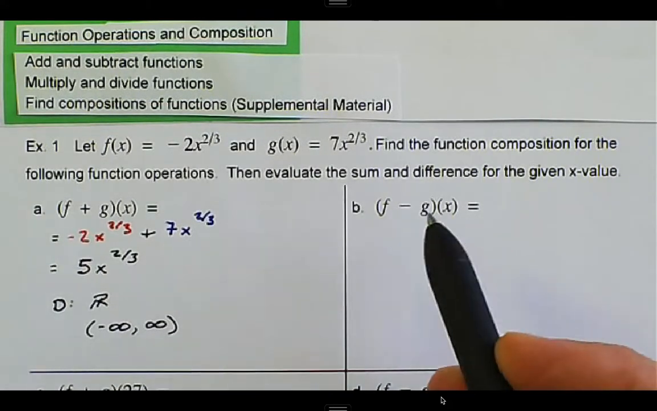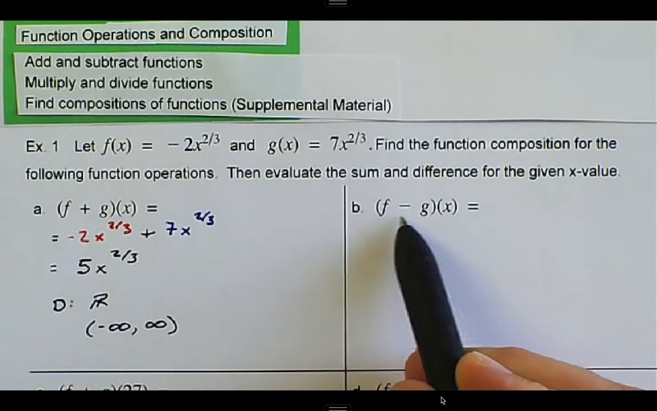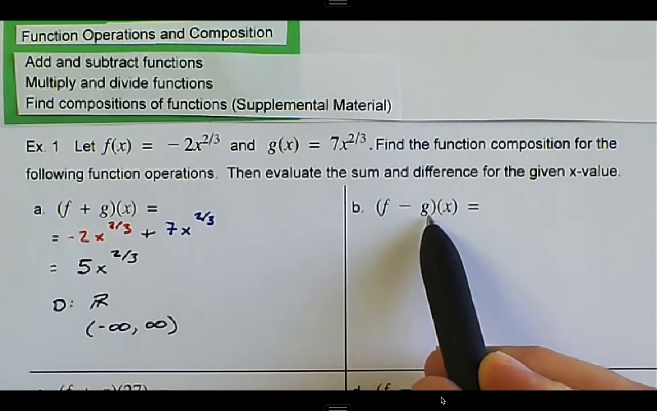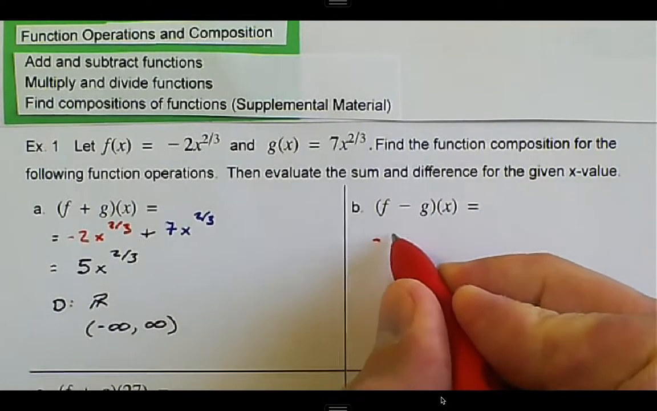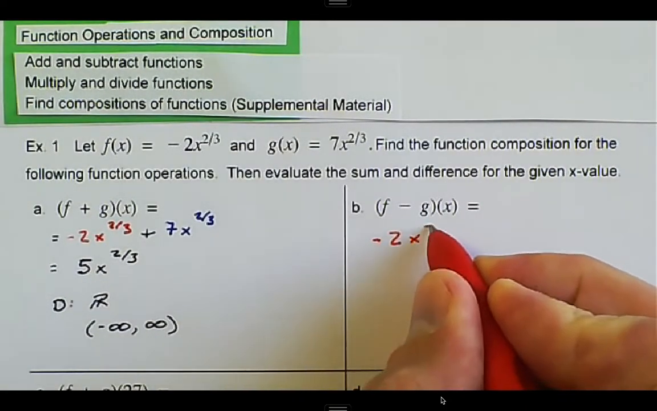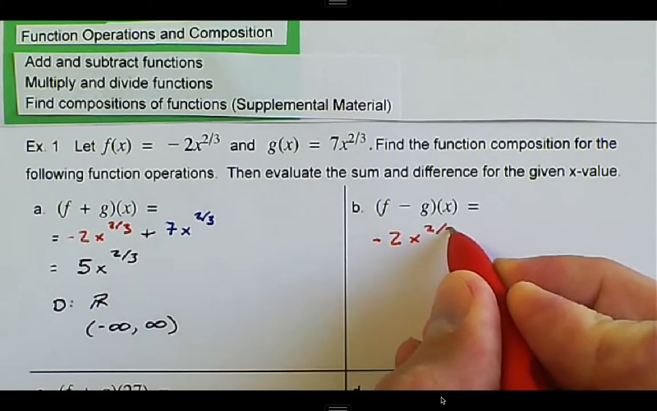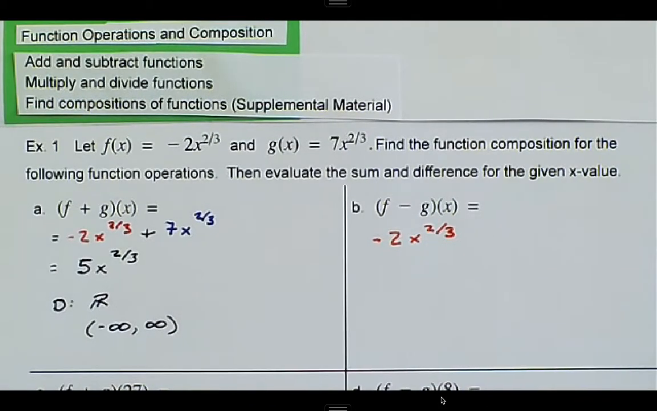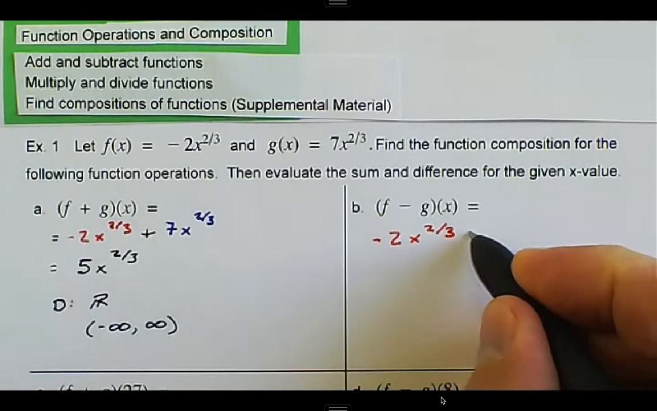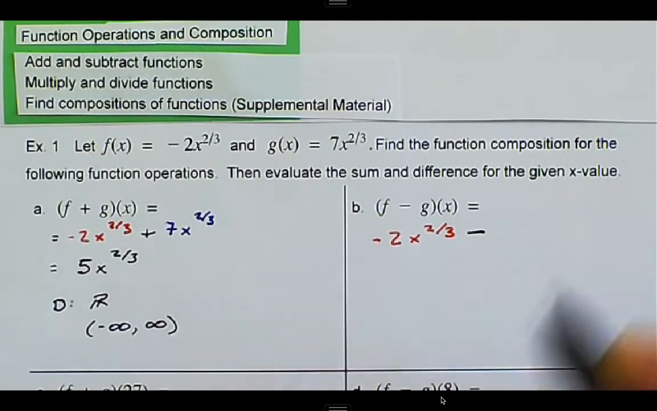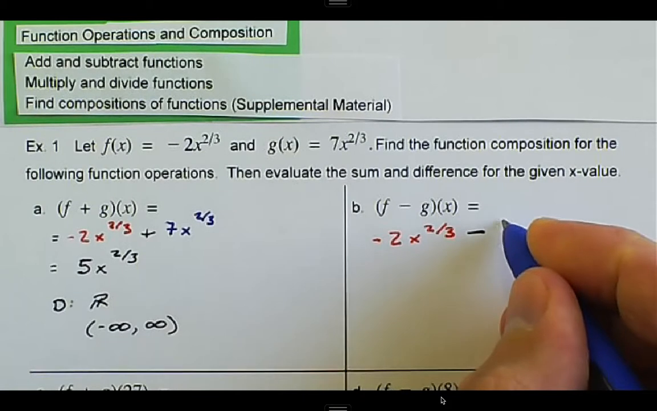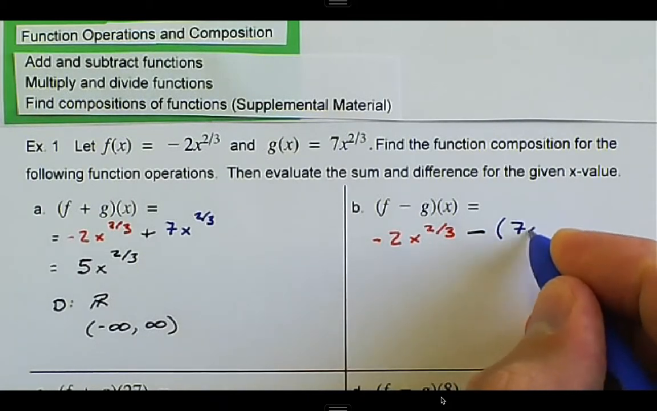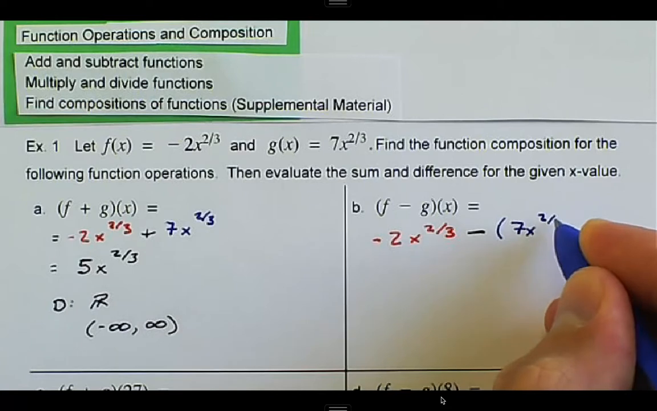So if we look over here, we have the function f minus g. So negative 2x to the 2/3. And in this case, our operation is minus, and we're going to subtract the whole function, 7x to the 2/3.